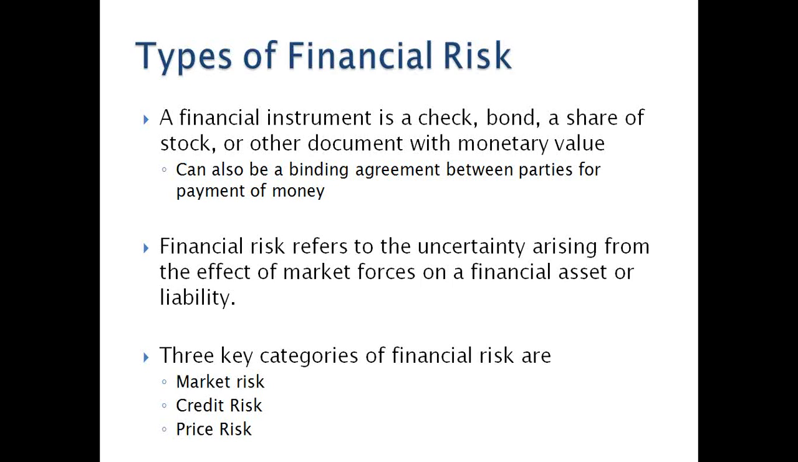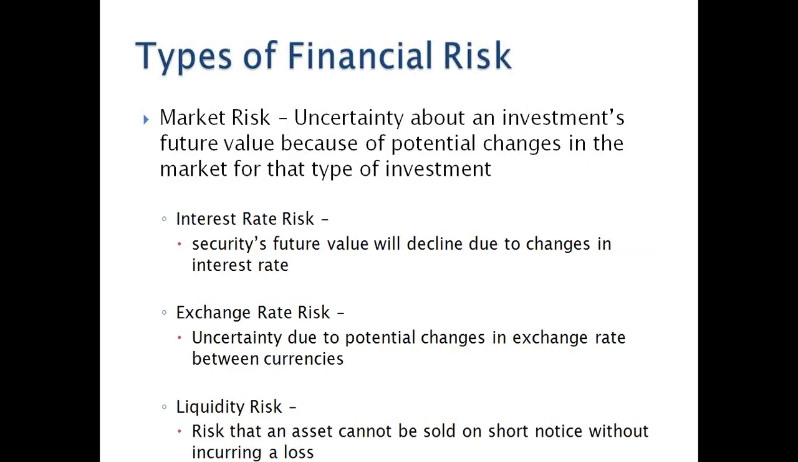So the key categories when we talk about financial risk, and this is really the part to understand, are market risk, credit risk, and price risk. So, again, it's a list. Anytime there's a list, most likely there'll be a question at the 50,000-foot level. So when we talk about financial risk, what are we talking about? We're really talking about market risk, credit risk, and price risk.